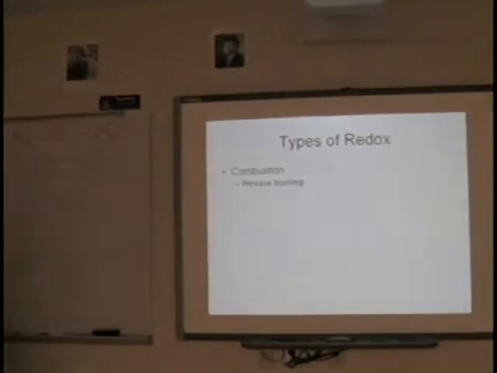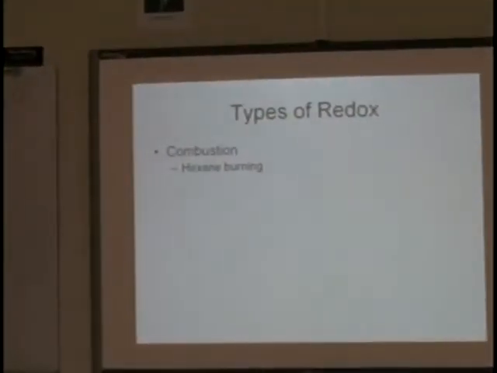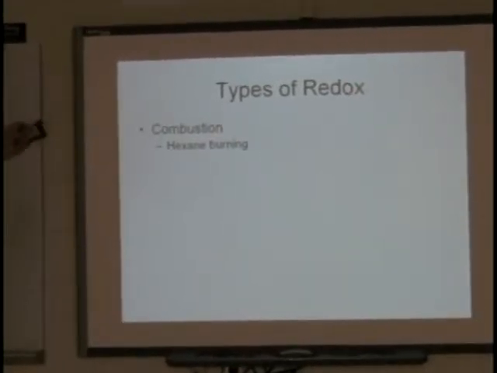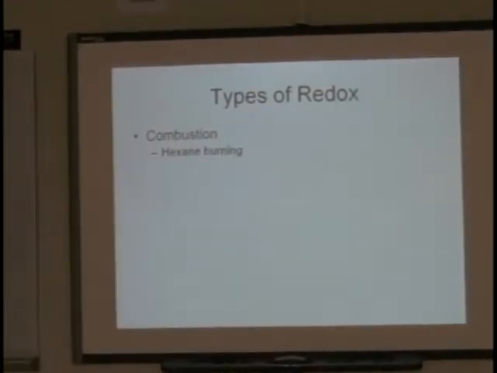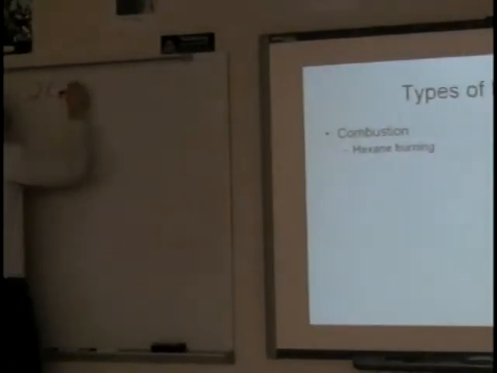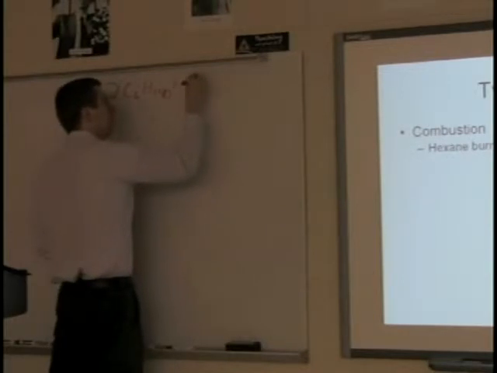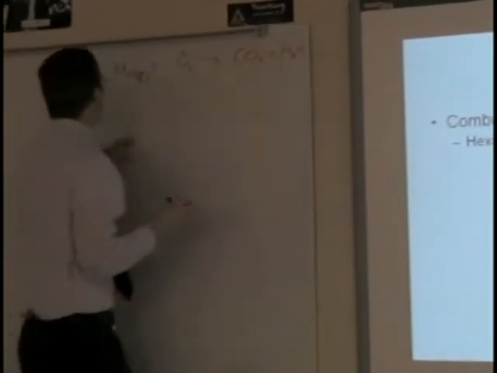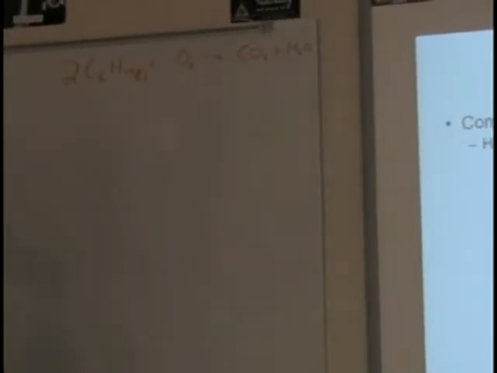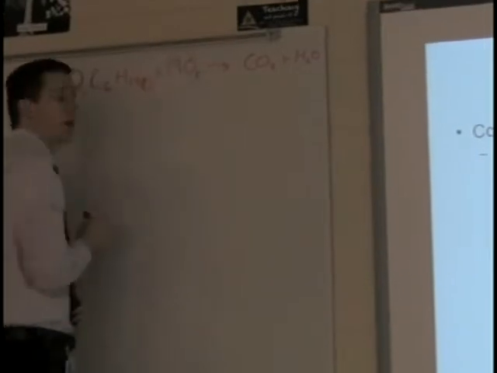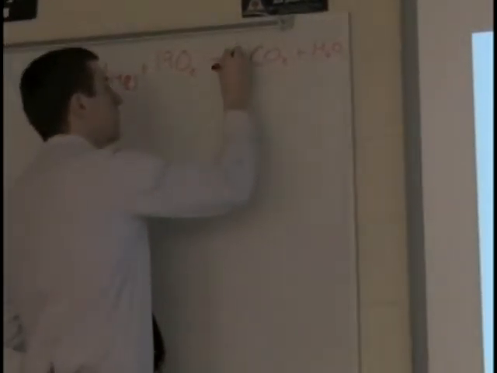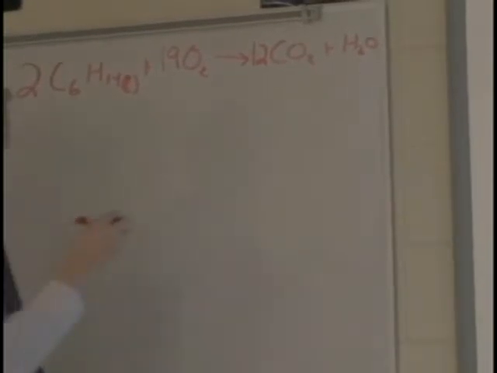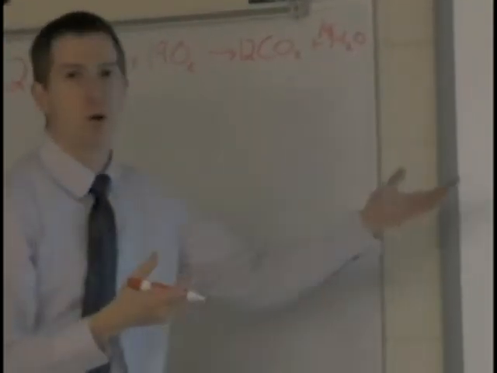There are several different types of redox reactions that we can go over. First off is called combustion. Combustion is when you have a carbon-hydrogen compound reacting with oxygen to make carbon dioxide and water. An example could be the burning of hexane. So here's my carbon-hydrogen compound, my alkane, plus oxygen, making carbon dioxide and water. I put a 19 in front of the oxygen, a 12 in front of the CO2, and a 14 in front of the water to make that balanced. So we've talked about combustion reactions a lot though.